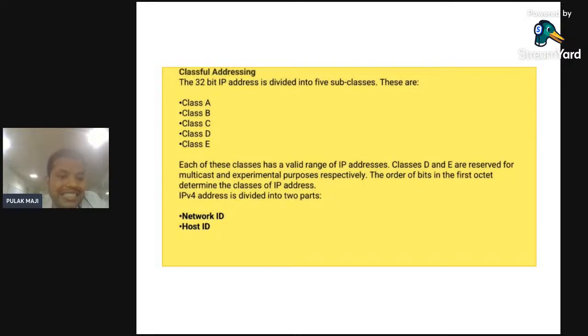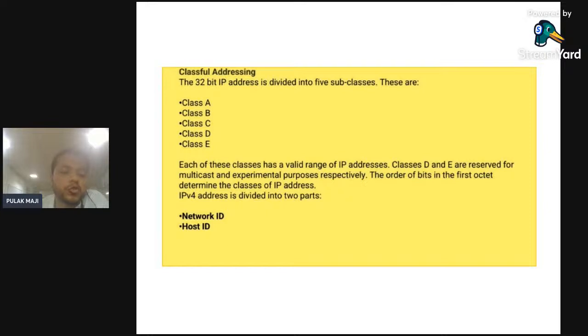Sir, what about class D and E? Class D we use for multicast purposes, and class E we use for research and development purposes. For this reason, these two classes of IP addresses are not used for general purposes.